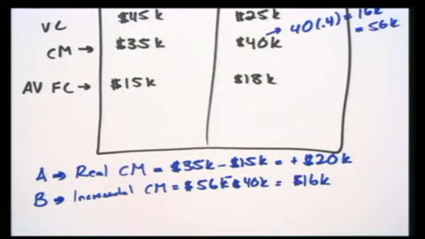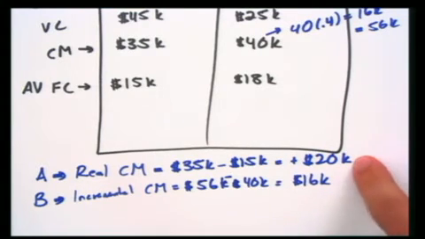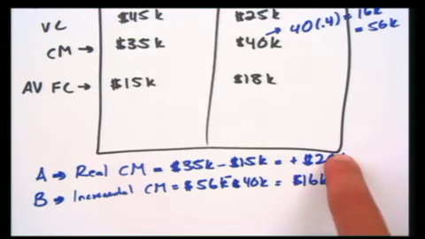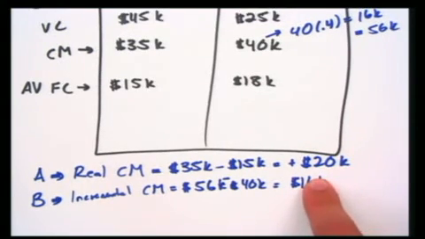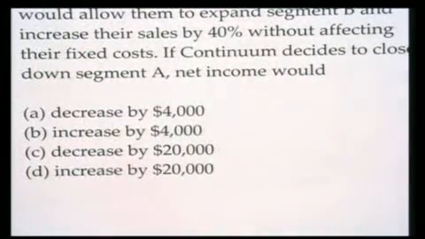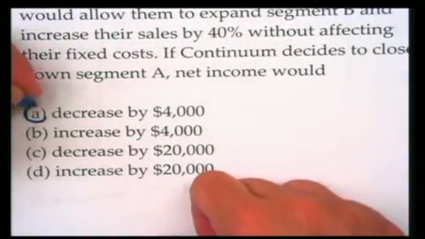If you shut down A, you will in fact lose $20,000. But will you lose $20,000 in order to gain 16? The answer is what? No, right? Does that make sense? If this number here was like $100,000, you would say, yeah, I'll go ahead and close that, lose 20,000 in order to get my check for 100,000. But I'm not going to close down for 20,000 in order to get a check for 16. It's a bad idea. So in other words, net income will decrease by the difference, right?